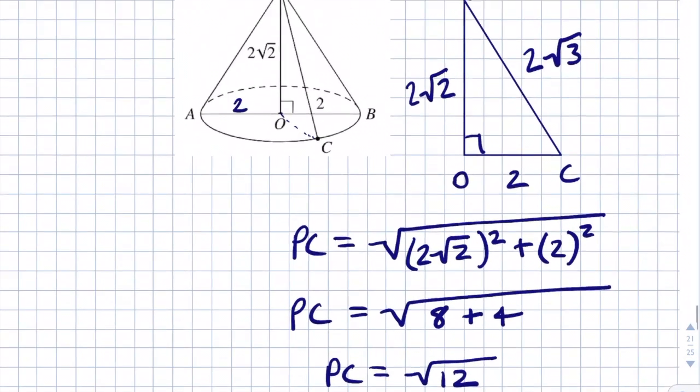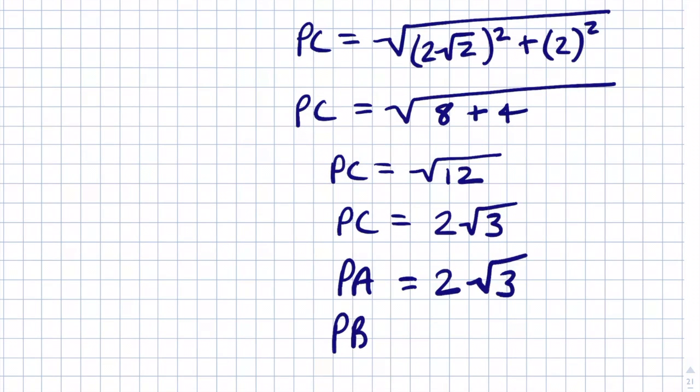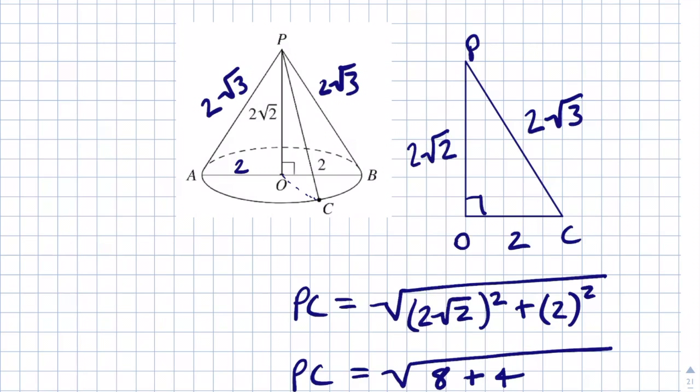So the length of PC is 2√3, and what that also means is the length of PA is 2√3, which we'll see is this length here. And we can say PB is also 2√3. Because, if you like, there's a line of symmetry going through PO. We're going to have the same lengths, 2√3 on either side.